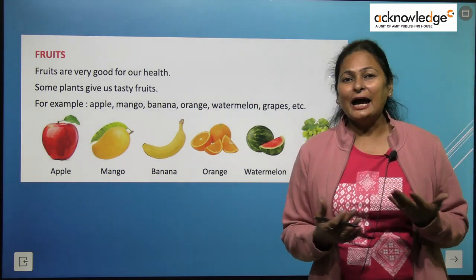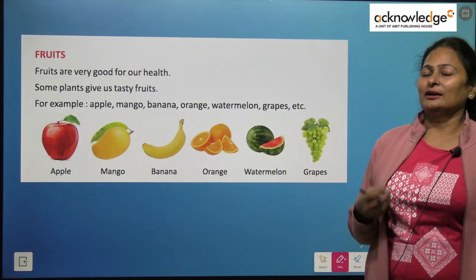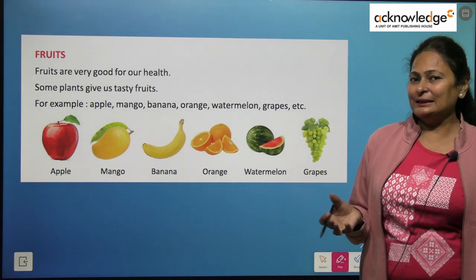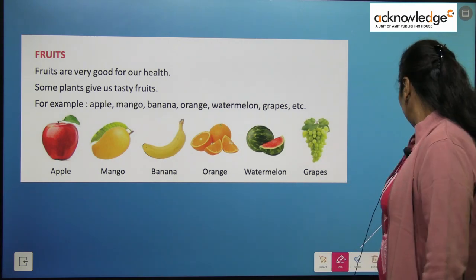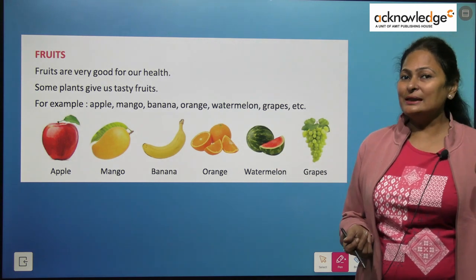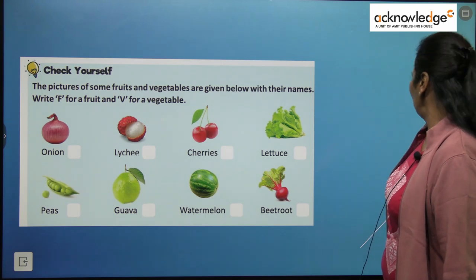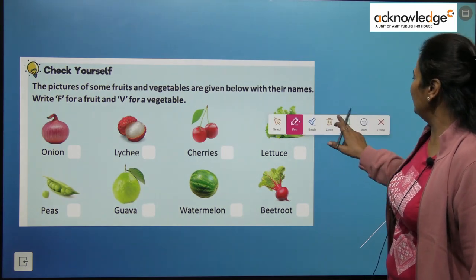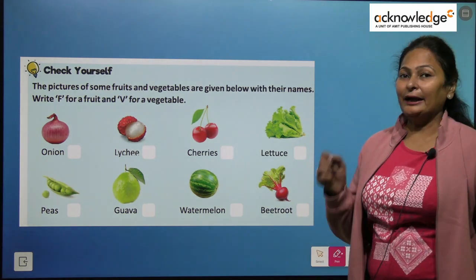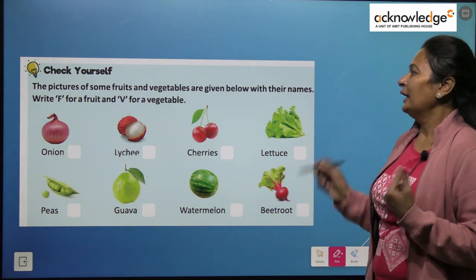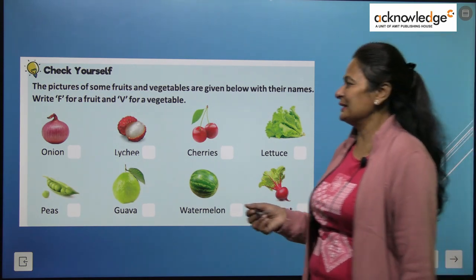So fruits have seeds inside them. Some fruits have few seeds, some have many seeds, and a fruit like banana does not have any seed. And mango has only one seed. Right, kids? So check yourself. The pictures of some fruits and vegetables are given below with their names. So write F, which means fruit, and V, which means vegetable. So let's do this, kids.